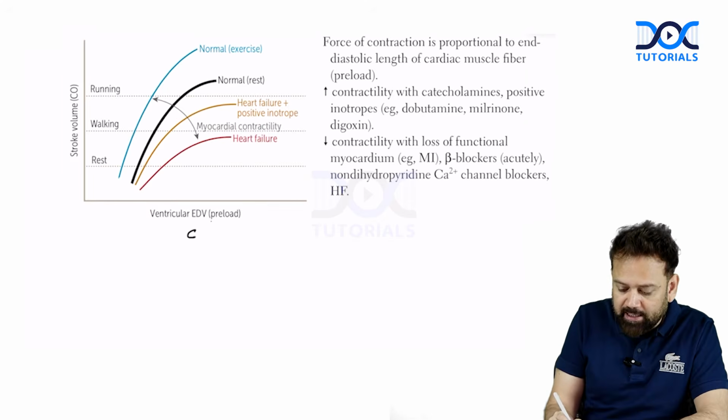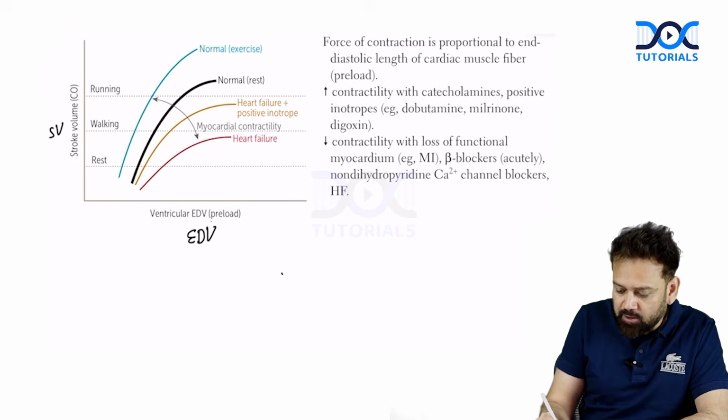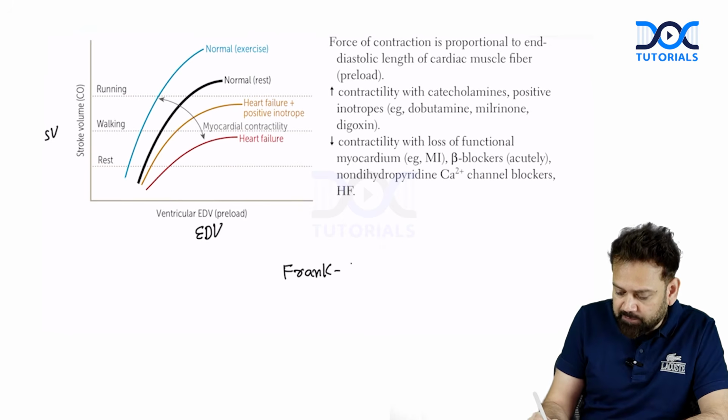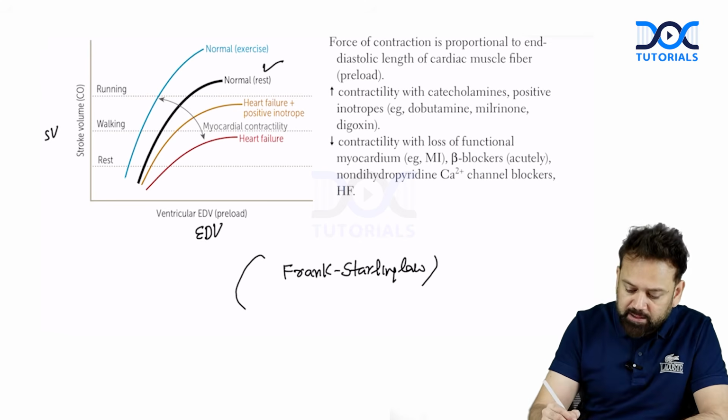Now we have discussed Frank-Starling law. If you increase end diastolic volume, stroke volume can be increased. This is which law? Frank-Starling law. Okay. This is normal. And if you are increasing force of contraction, it will be on this side. If you're decreasing, this will be on this side.